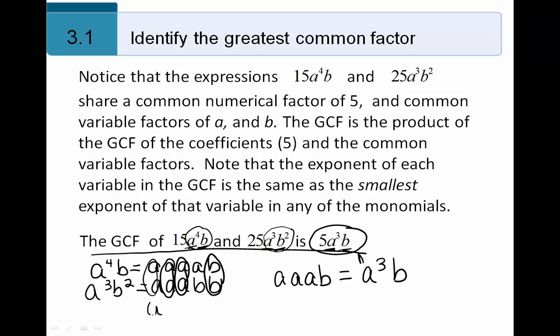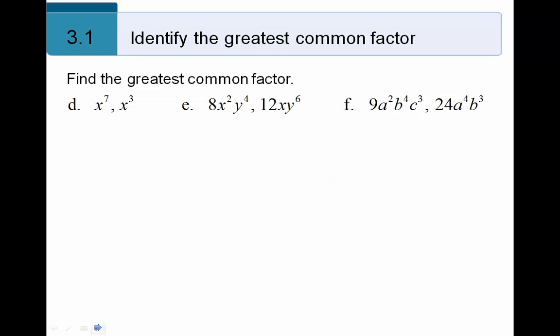Okay? Let's go ahead and look at a new example. Looking at D, we have x to the 7th and x cubed. If you expanded x to the 7th, that would be 7 x's multiplied together, and x cubed is 3 x's multiplied together. So all they can have in common is 3 x's, because x cubed only has 3 x's. So the GCF of x to the 7th and x cubed would be x cubed. Whatever the smaller exponent is, that will be the GCF.